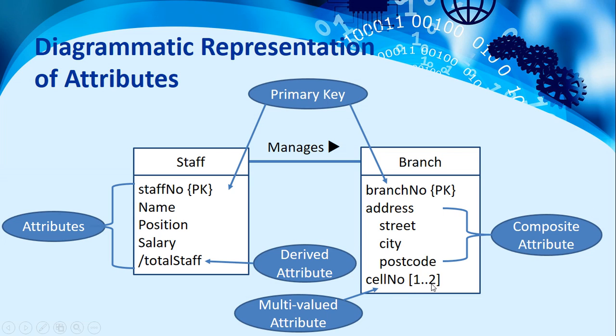What if it's unlimited, or you don't know exactly, but the branch can hold many cellphone number values? Then instead of a number, you use an asterisk, so it becomes 1..*, if you mean the cellphone number can hold as many values as needed.